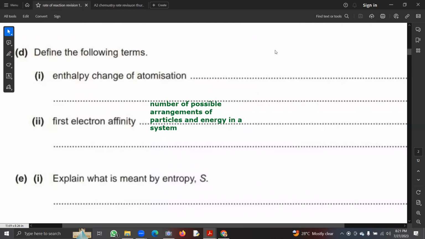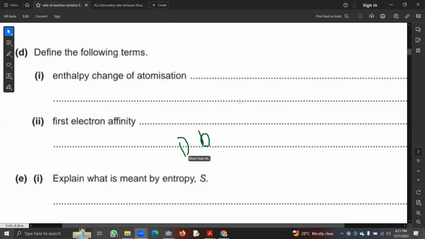Entropy is denoted by S. Change in entropy is delta S. So we'll go to the next one. That one we have to do in the chapter.